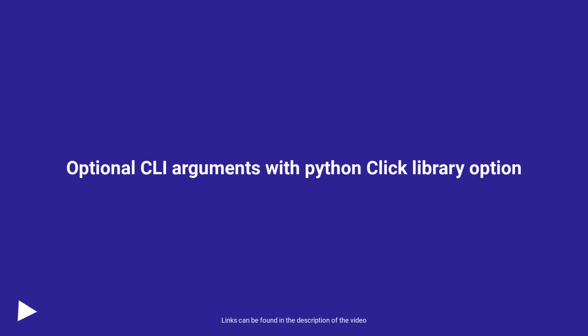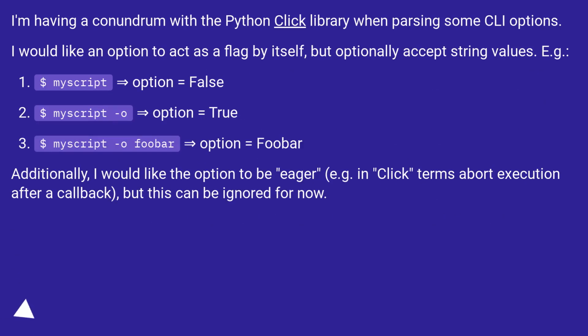Optional CLI arguments with the Python click library option. I'm having a conundrum with the Python click library when parsing some CLI options. I would like an option to act as a flag by itself, but optionally accept string values.